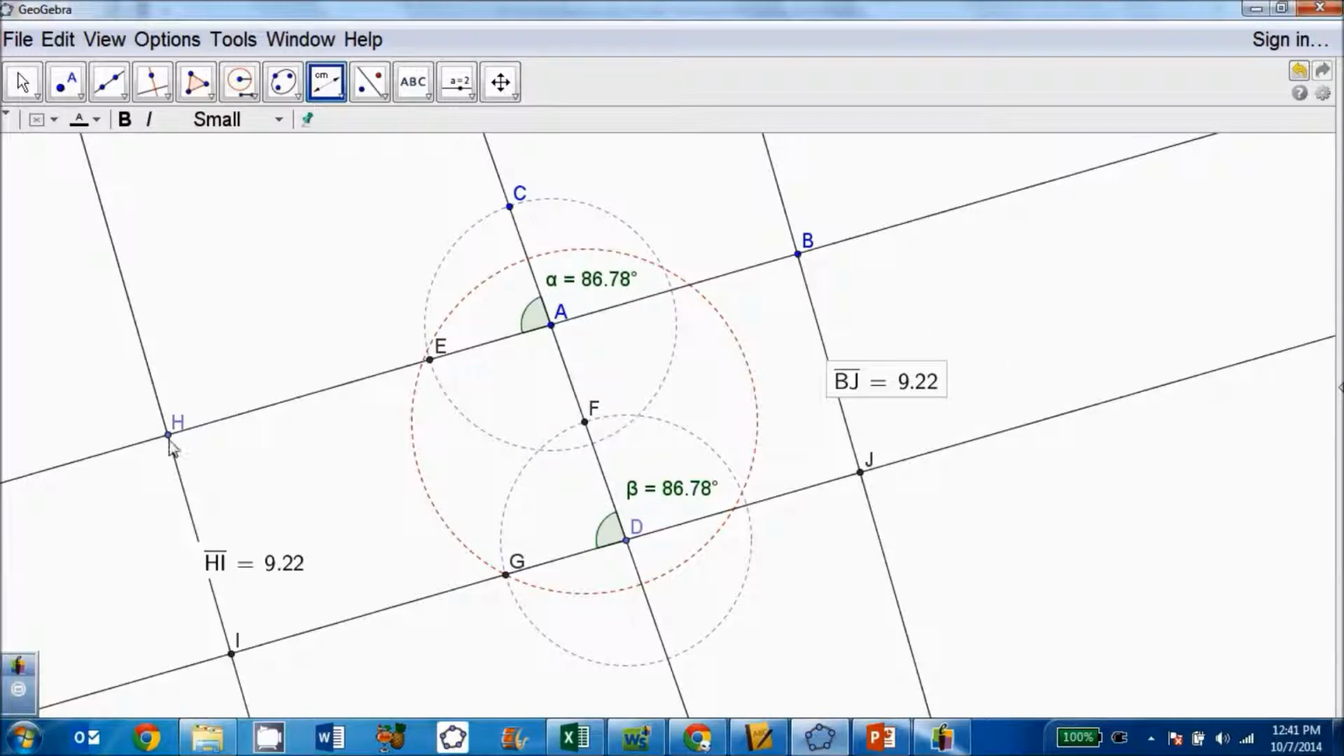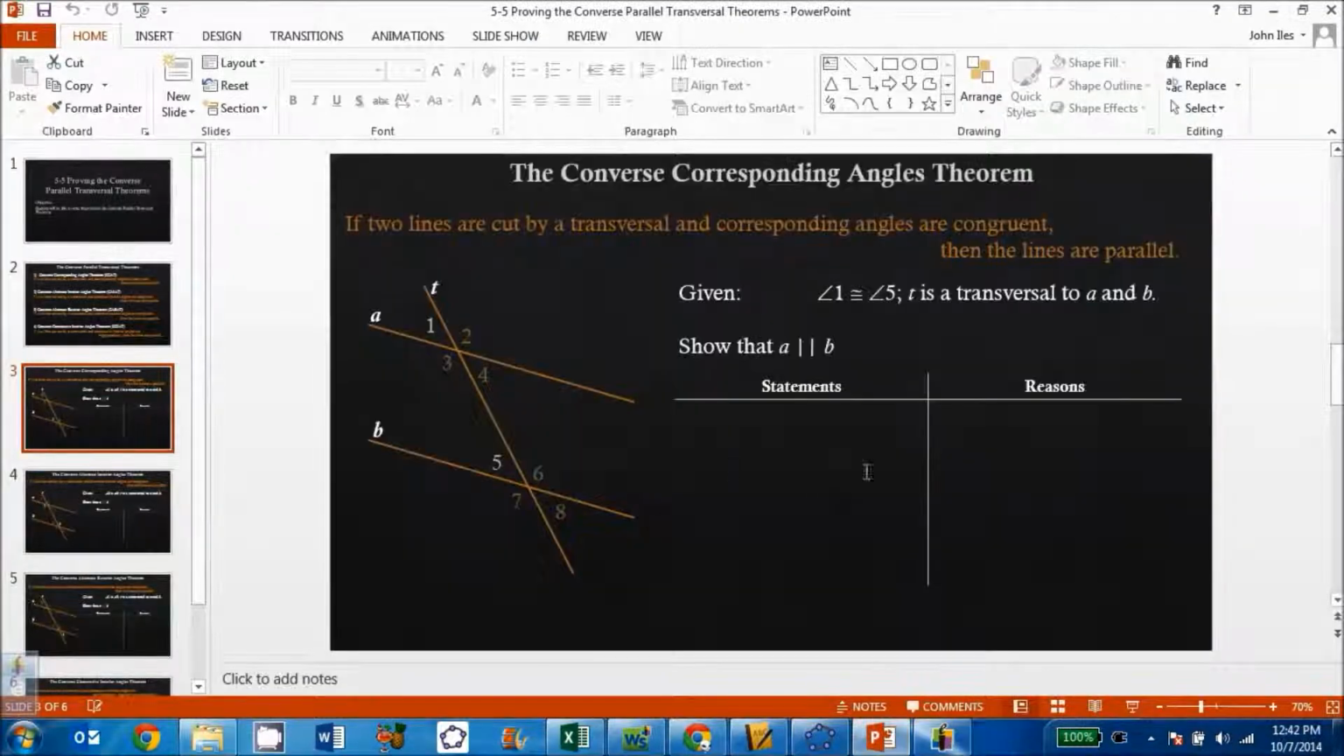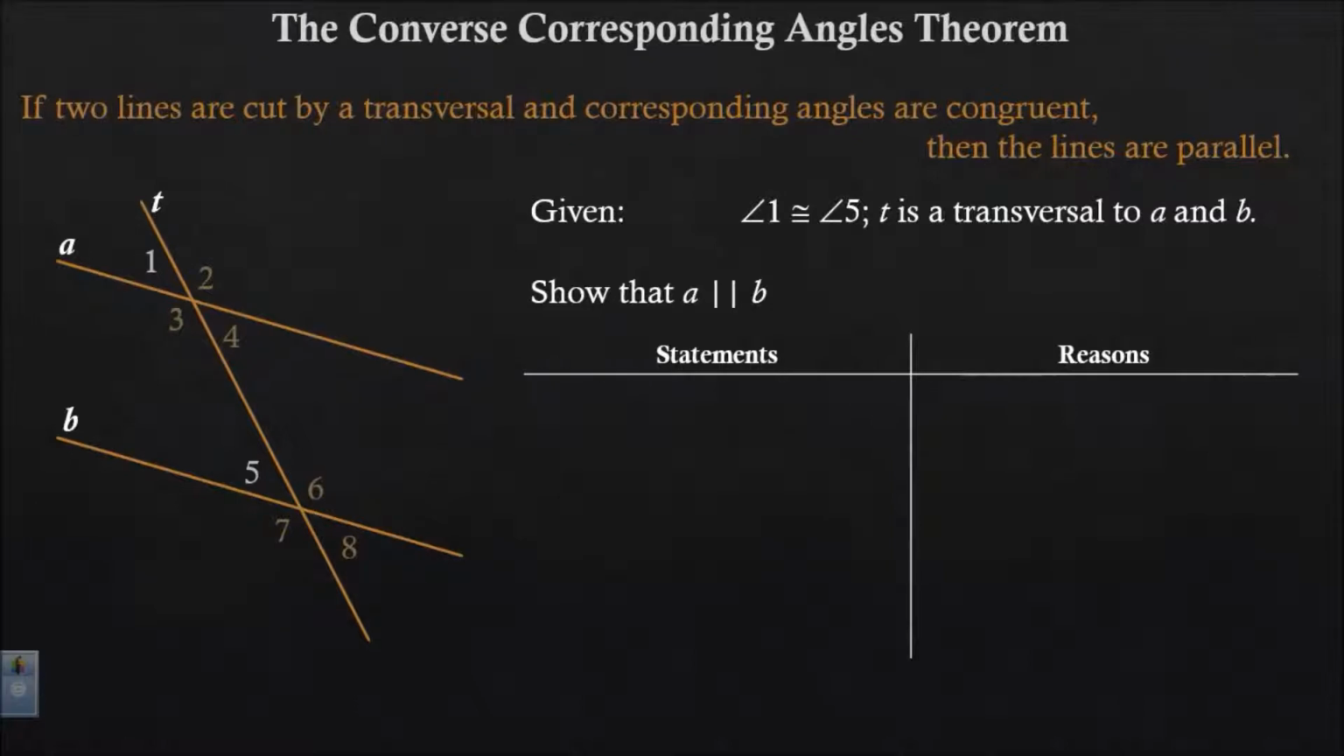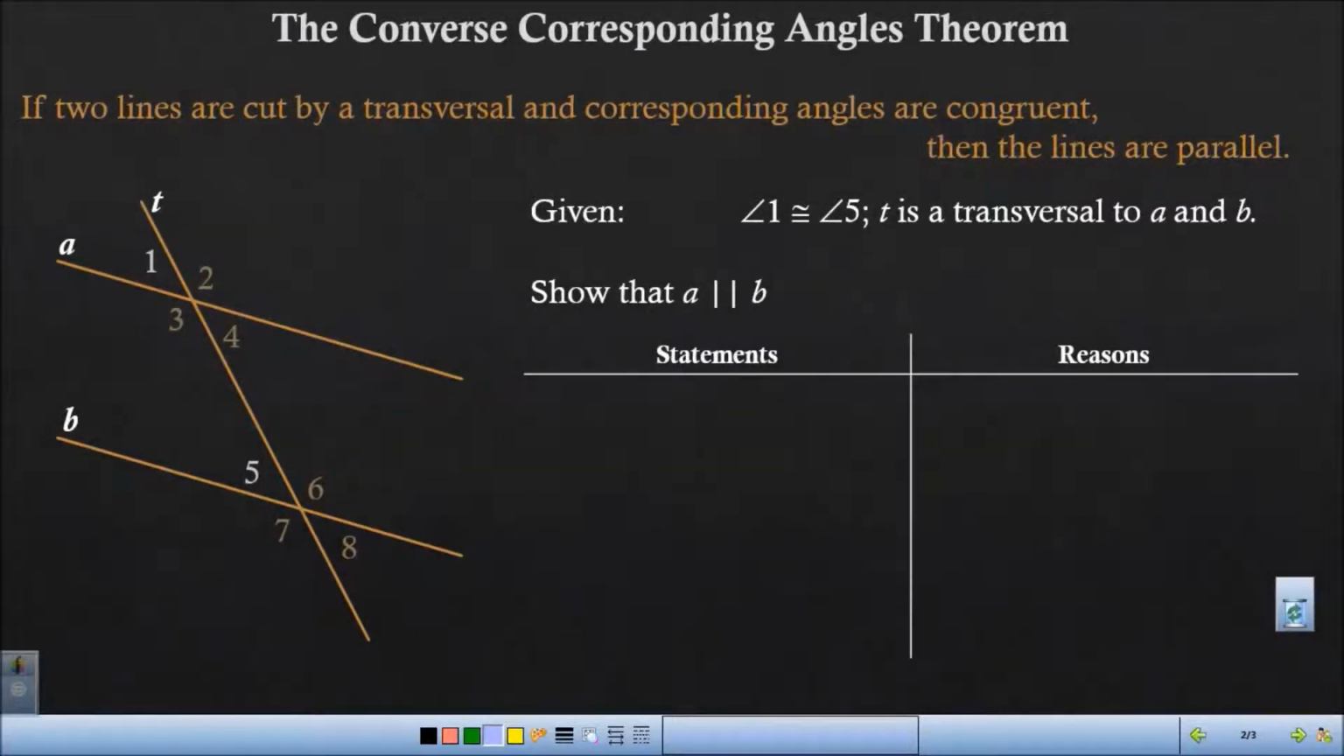We would have to do an inductive proof, I think, to finish this off. But basically, this case right here tells us that if we build congruent corresponding angles, then the lines that go through their non-transversal sides are going to be parallel. Okay, so that takes care of this, and essentially we say that this is proven, that A is parallel to B.